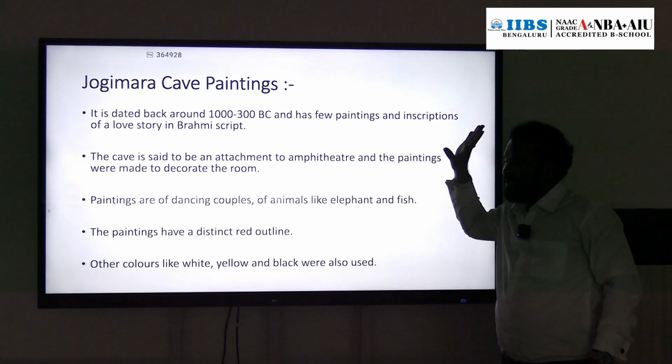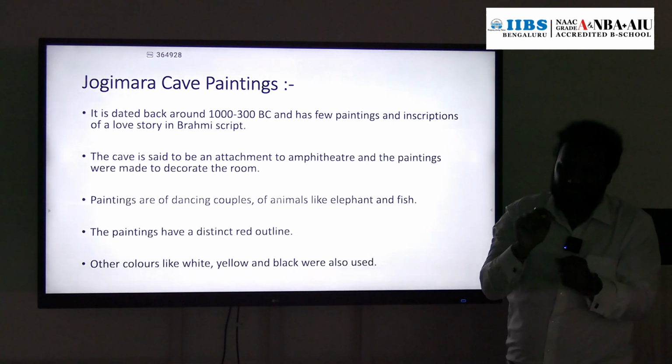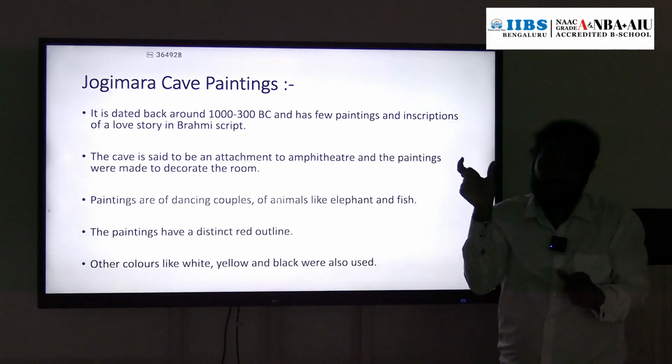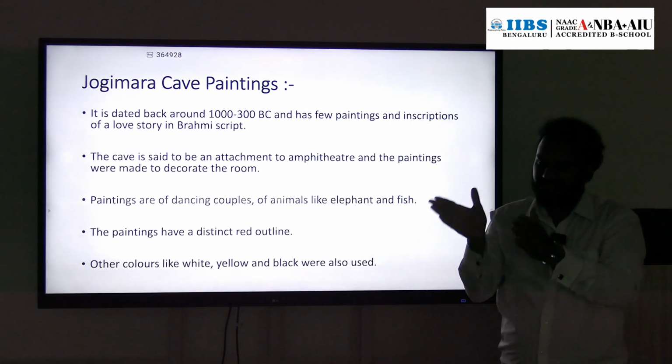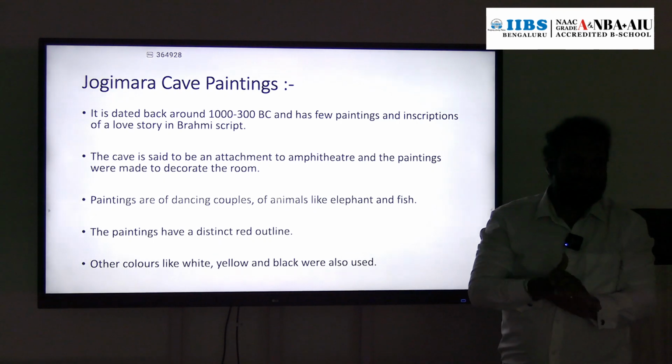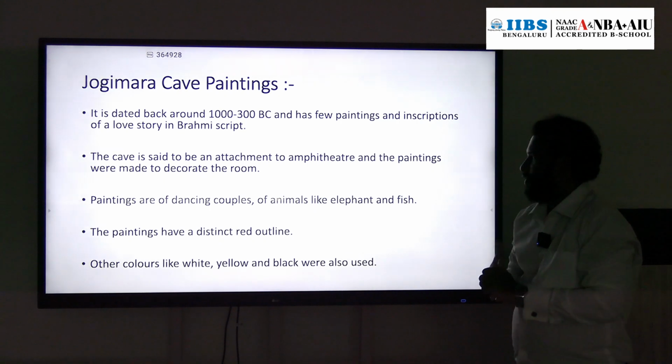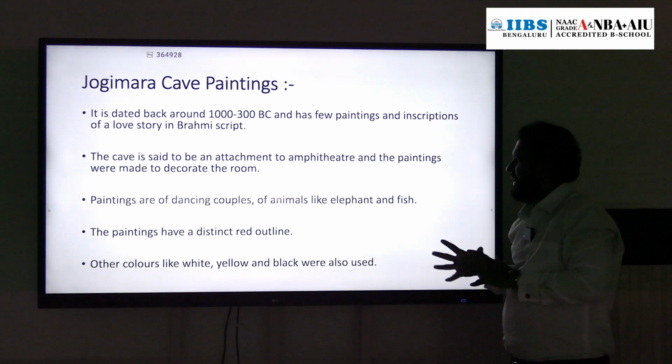And inscriptions were found. That inscription is written in Brahmi script. It is a love story. Besides the love story, paintings were also found. Those are mural paintings.